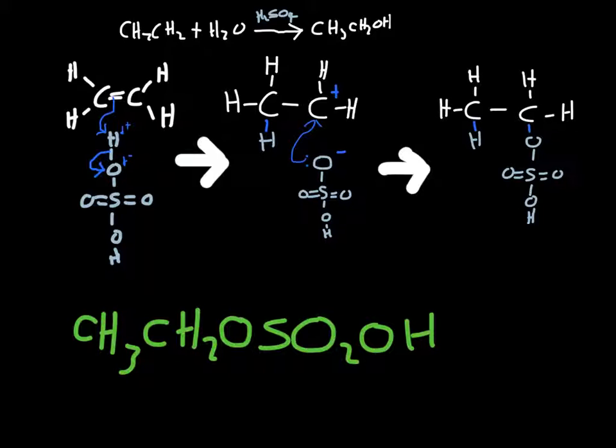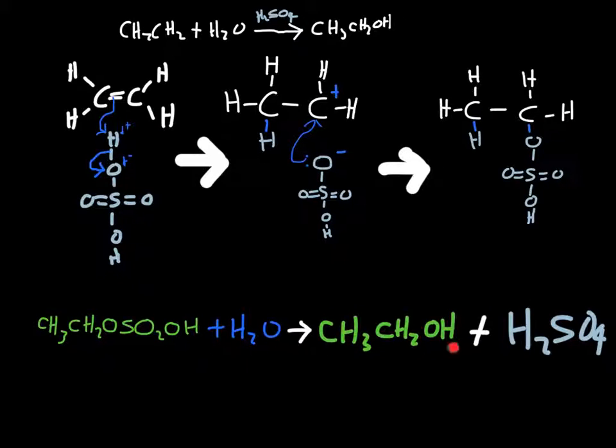So it's quite simple. You just add some water, H2O. And what's going to happen is we're going to get our alcohol formed, and the catalyst, the sulfuric acid, is going to get reformed. So we can see that the ethanol has now been formed and the sulfuric acid has been reformed.